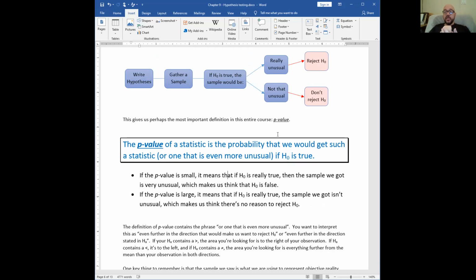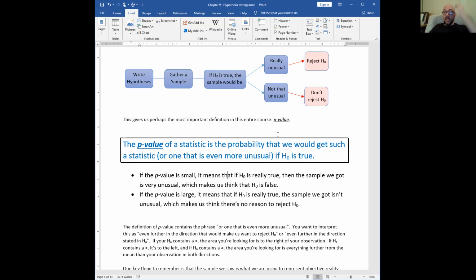If that number is very small, that means that if the null hypothesis was actually true, it is very unlikely that we would see such a statistic, which causes us to think that the null hypothesis is probably not actually true, and reject it. And on the other hand, if it's not that unusual, if the number that we get is a relatively large probability, then that would make us think, oh, this is relatively likely to happen if the null hypothesis is actually true. So I don't have evidence to reject the null hypothesis, so I won't.